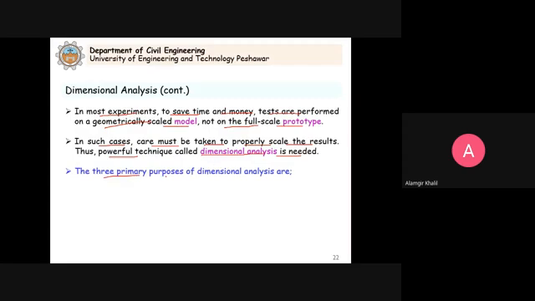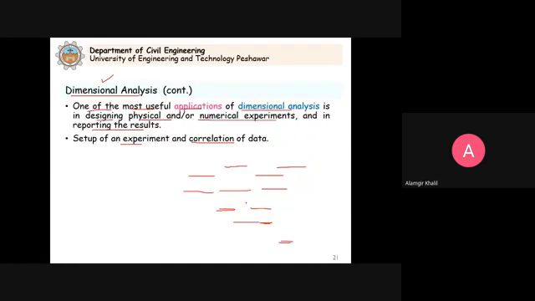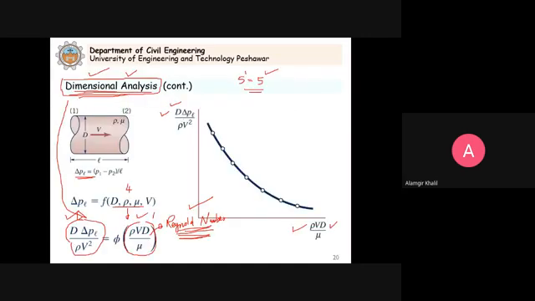The 3 primary purposes of dimension analysis are to generate non-dimensional parameters that help in the design of experiments and in reporting of experimental results. This is what you see here. Using the dimension analysis, we come up with the fact that for this specific case, the Reynolds number is important. We didn't know before. We did the analysis and we came up with, okay, this is a familiar thing. Wait a minute, this is the Reynolds number.